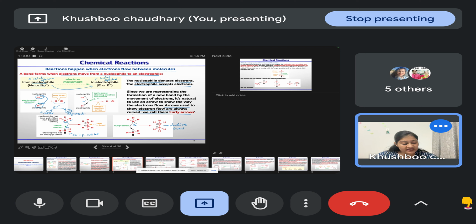A sigma bond in which both the electrons are shared by one of the atoms only, we will call a dative bond or coordination bond. Previously, we used to represent a coordinate bond by an arrow from the atom that is donating the electrons towards the atom that is accepting the electrons.